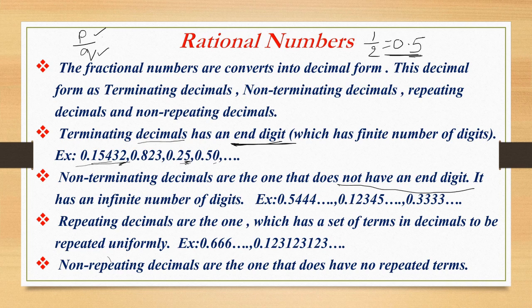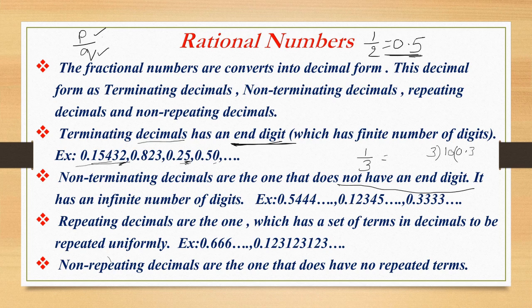0.33333 and so on. For example, you take 1 by 3. How to convert these fractions into decimals? That means you divide 1 by 3. That means 0 point, here put 0, 10.